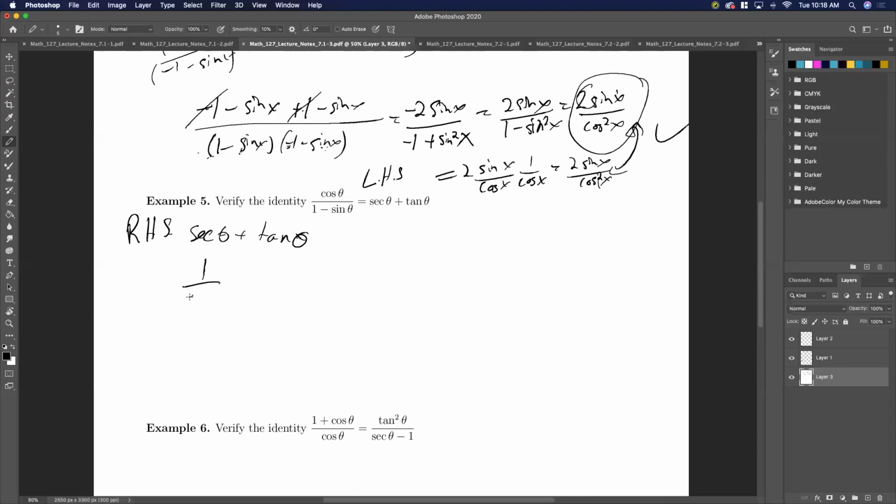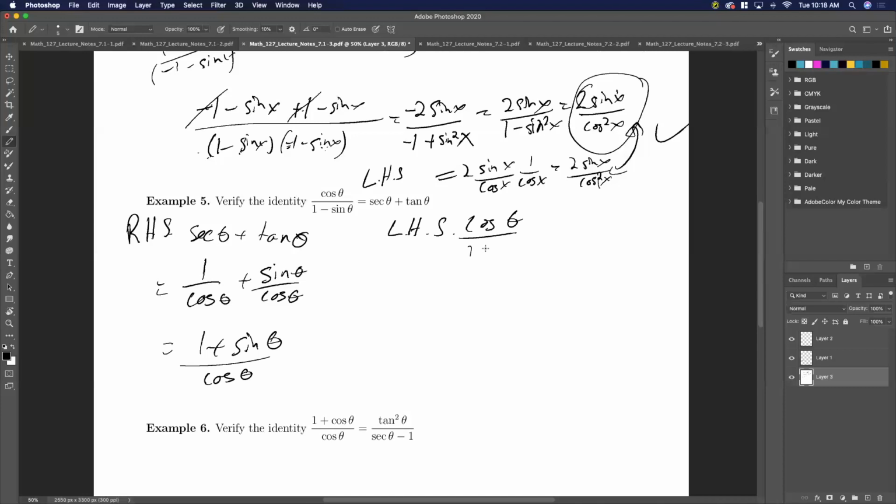So I have 1 over cosine theta plus sine theta over cosine theta. These have the same bottom, so I'm going to go ahead and put them together: 1 plus sine theta over cosine theta. Okay, at this point, I'm not sure I can fix this side any better. So let's work on the left-hand side for a second. All right, so here I have cosine theta over 1 minus sine of theta.